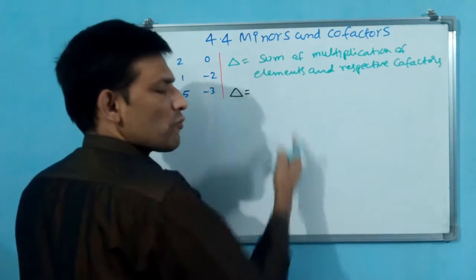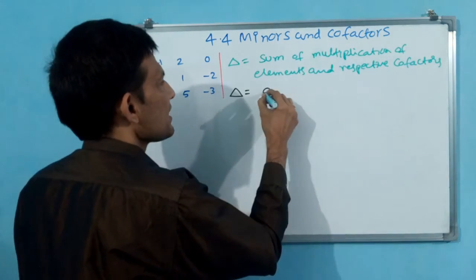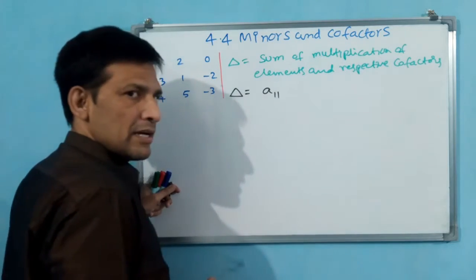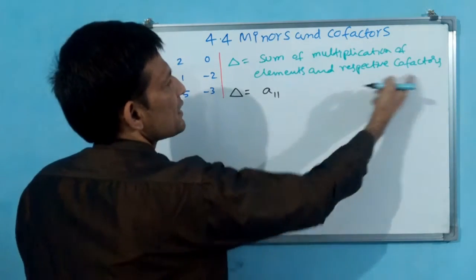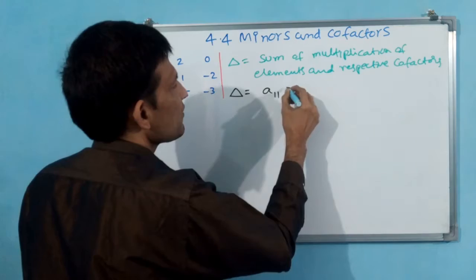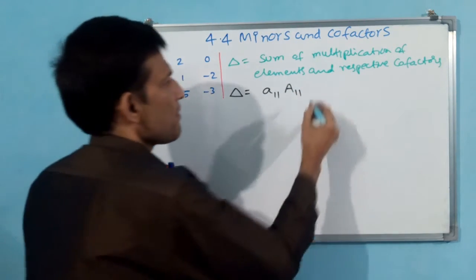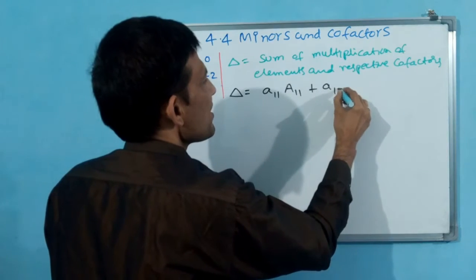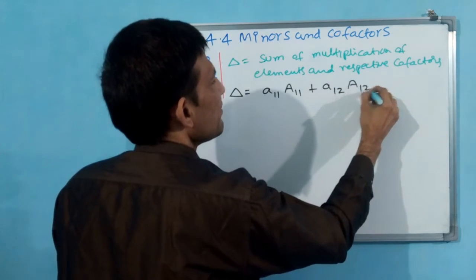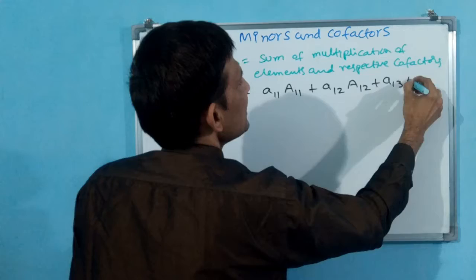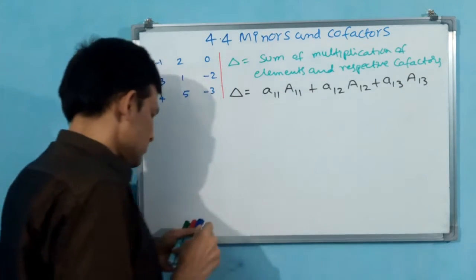Delta is equal to multiplication of elements, and we have to make the sum. Multiplication of element is what? Small a11, this is an element. The respective cofactor for a11 is capital A11. Plus a12 capital A12, plus a13 capital A13. Okay, is it okay?